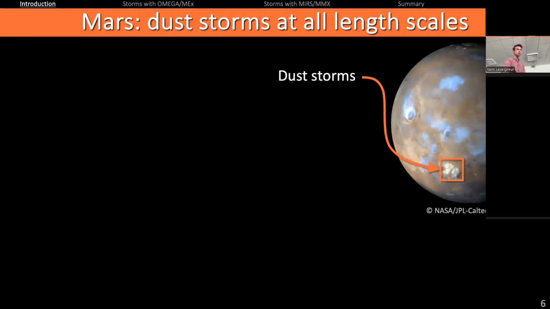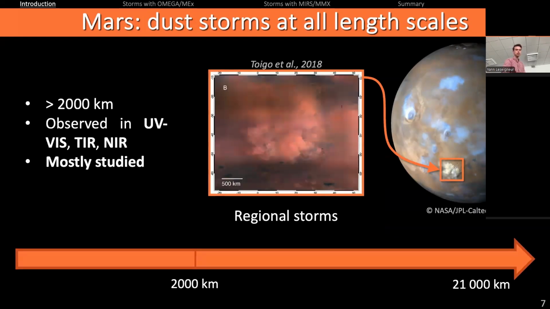So now let's talk about dust storms. We have different kinds of dust storms at different length scales. The most studied ones are the regional dust storms, with a major axis larger than 2,000 kilometers. They have been observed many times. I think we now have more than 10,000 detections of these regional dust storms, using UV visible imagery, thermal infrared spectrometers, and some observations in near infrared spectrometers.